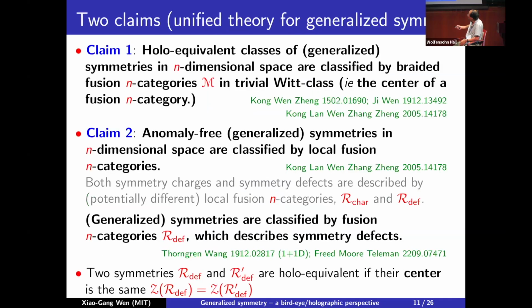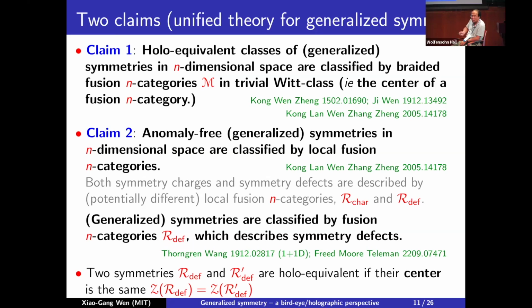Now come to the second claim: we can use the fusion n-category of symmetry charge to classify anomaly-free symmetry. Equally, we can also use the fusion n-category of symmetry defect to classify anomaly-free symmetry. For anomaly-free symmetry, both symmetry charge and symmetry defect are there, and they are described by fusion n-categories. These 2 fusion n-categories have a duality relation between them. I will come back to this in a moment.